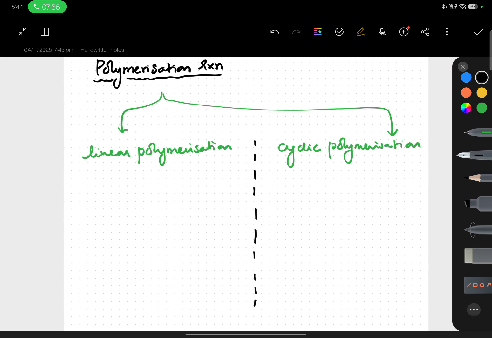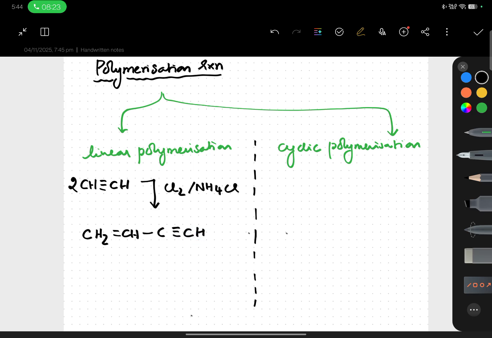So take 2 moles of CH triple bond CH, acetylene, treat it with chlorine in presence of NH4Cl. You'll get something like vinyl acetylene. What is this called? Vinyl acetylene.